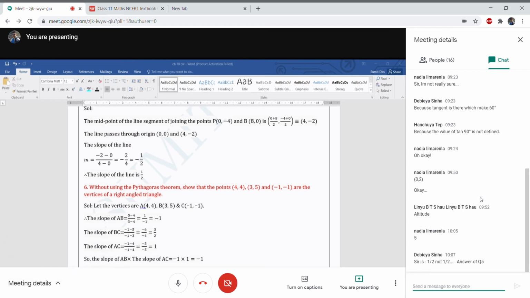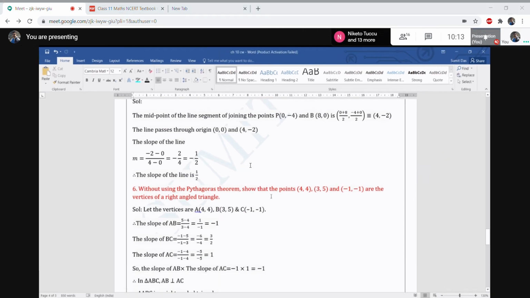Okay, question number 5. Question number 5 is 1 by 2, minus 1 by 2. Let me see. Yes, the slope of, yeah, there's a mistake. This slope is minus 1 by 2. Yeah, that's correct. So the slope is minus 1 by 2. That's why I'm saying you should just revise these 5 and 6. In the meantime, I am doing some diagram.